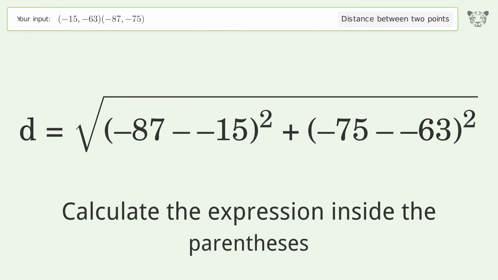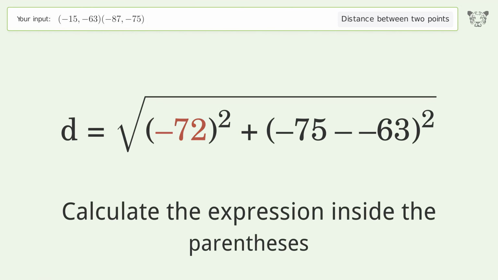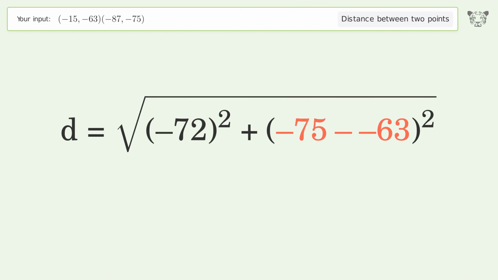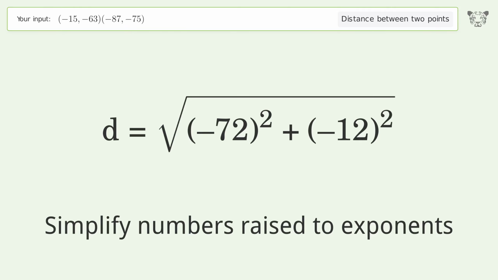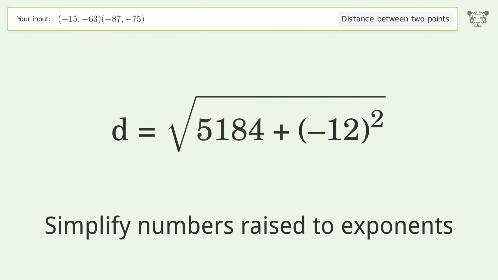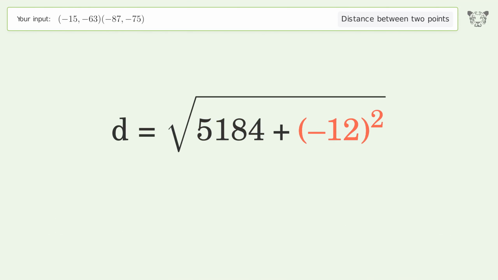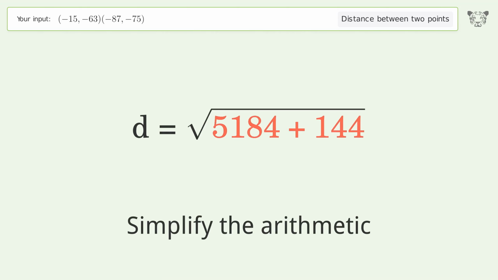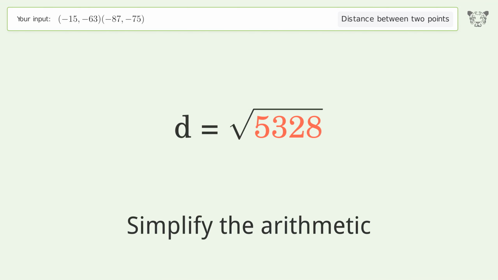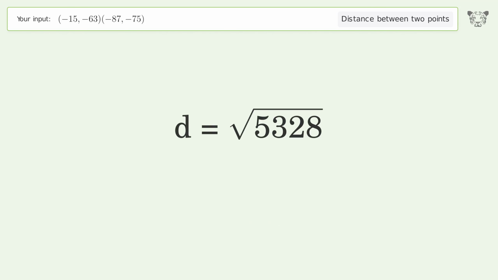Calculate the expression inside the parentheses. Simplify numbers raised to exponents. Simplify the arithmetic. And so the distance between the 2 points is the square root of 5,328, or 72.993.